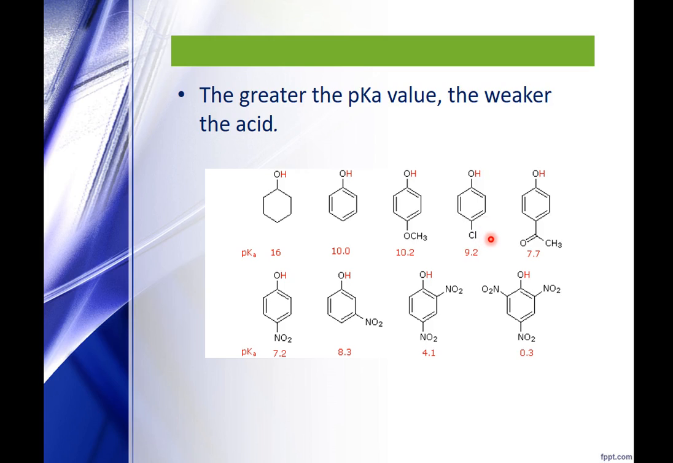Cl, electron withdrawing. COCH3, again electron withdrawing. NO2, electron withdrawing. And if you compare the NO2 at para and meta position, you can say the effect is more pronounced at para position. With 2 nitro groups, more acidic. With 3 nitro groups, furthermore acidic.